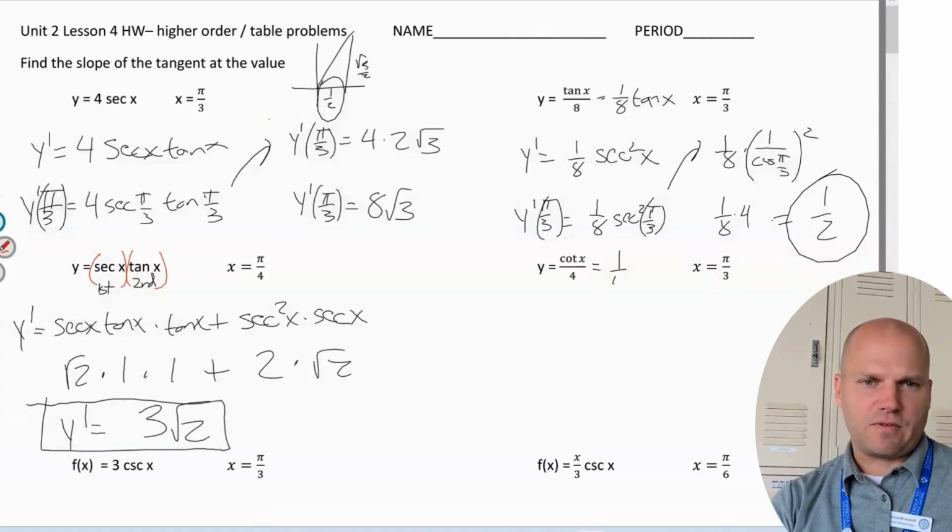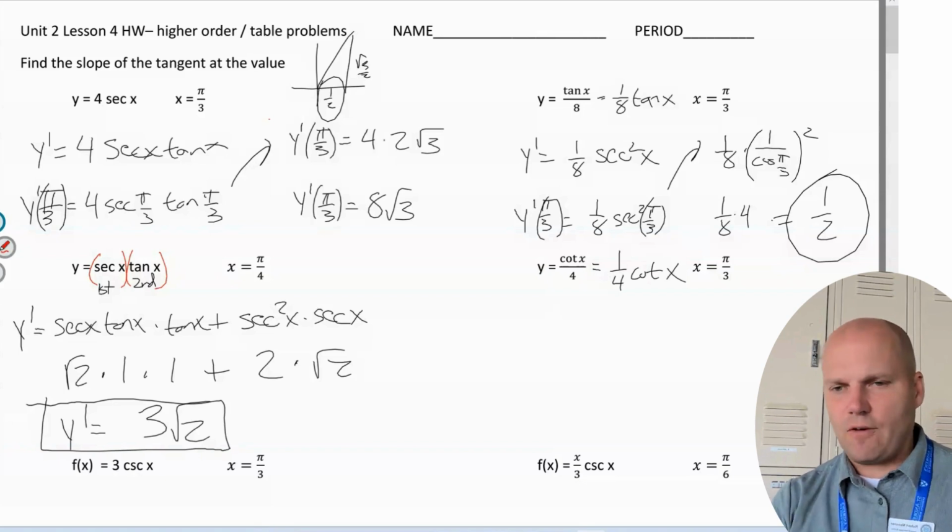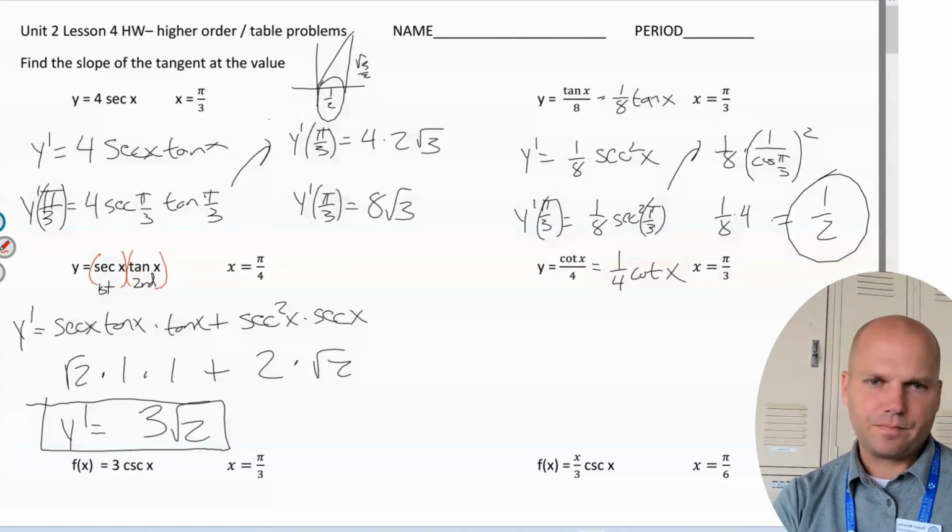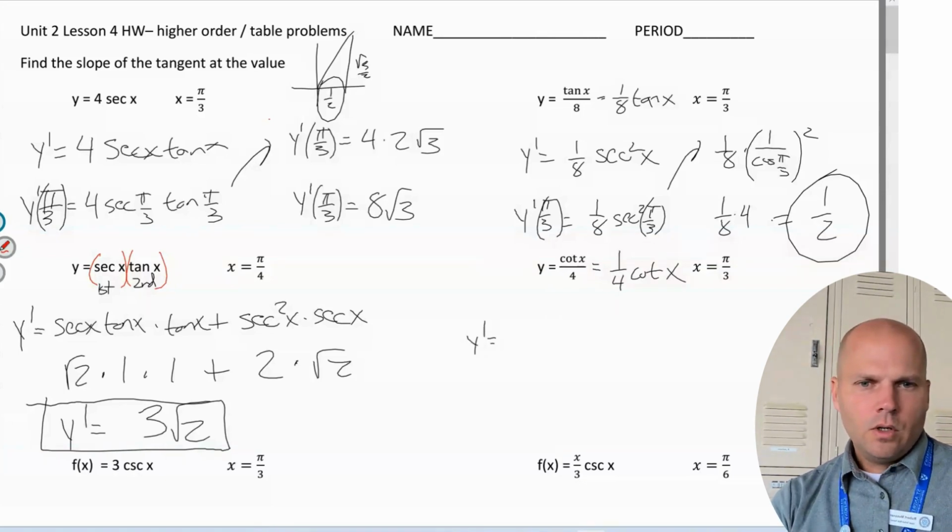I'm not worried about this divided by 4. I'm going to write it as 1/4 cotangent x. I'm doing this just so you see it often and you're not intimidated by it. Leave the 1/4. The slopes of cotangent are negative cosecant squared.